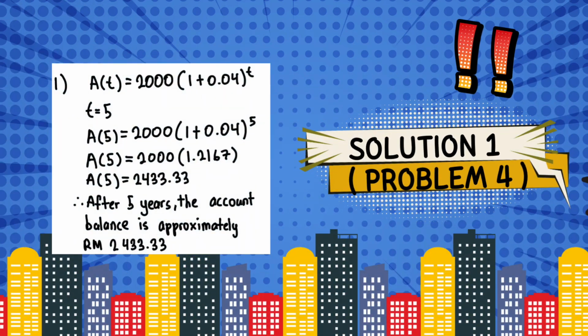Okay, for solution 1 of problem 4, we can take back the function that has been given in the question, which is A(t) = 2000(1 + 0.04)^t. Here t is equal to 5, so we substitute t in the equation, and we have A(5) = 2000(1 + 0.04)^5. We can insert it into our calculator and get the answer. After 5 years, the account balance is approximately RM 2,433.33.